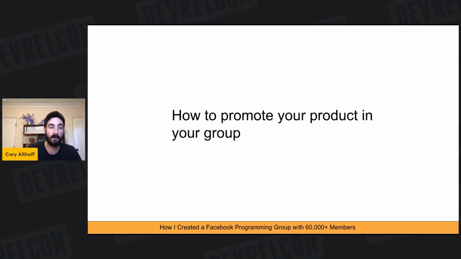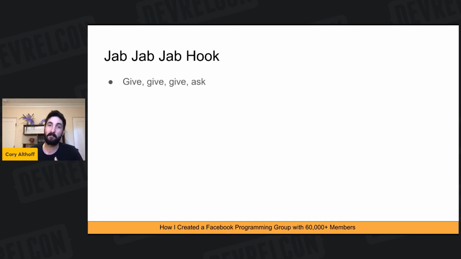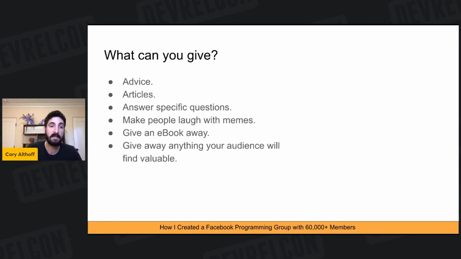So how do you promote your product in your group? Well, I do something called jab, jab, jab, hook, which I got from Gary Vee's book. But the basic idea is to give, then ask. A lot of people on social media just ask. Buy my book, buy my course, join my newsletter, come to my event. You don't want to ask as much as you want to give. So you want to give a ton of value, and only once you've given a ton of value do you ask for anything.